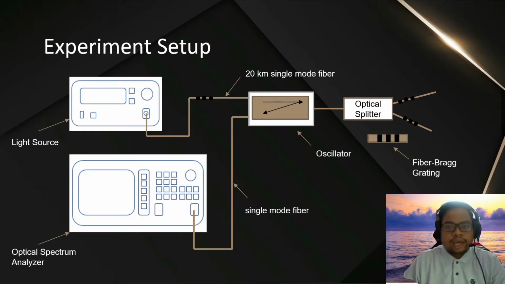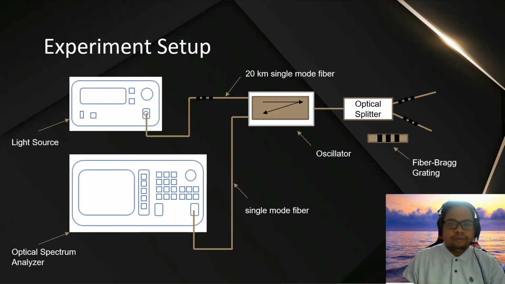First, we have the light source to inject the light into the PON. Next, we have the 20 km single mode fiber with FBG installed in it. After that, the oscillator to reflect back the light for analyzing, and the splitter to split the light and single mode fiber to transmit the light along the PON.